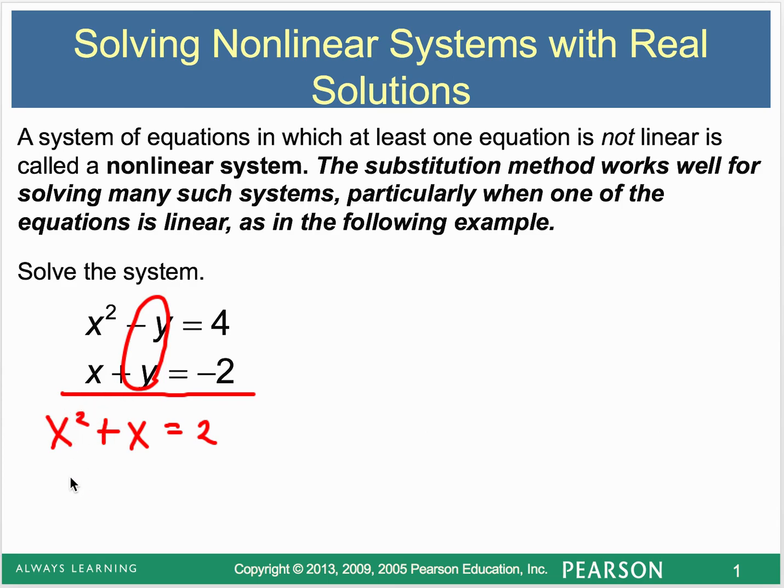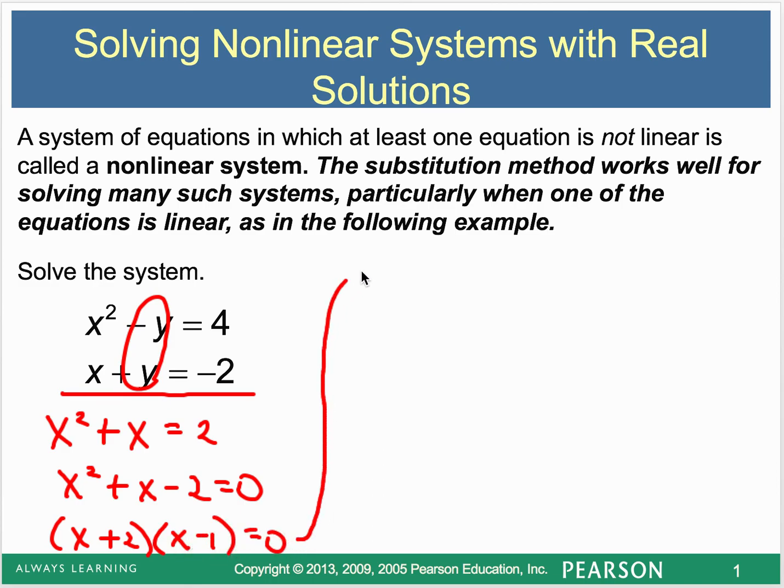A quadratic equation means I'm going to try to factor it. x squared plus x minus 2 equals 0. Are there two numbers that multiply to give 1 times negative 2, and add to give 1? Yes. How about (x plus 2)(x minus 1) equals 0. So we know that x is negative 2 or positive 1, right?